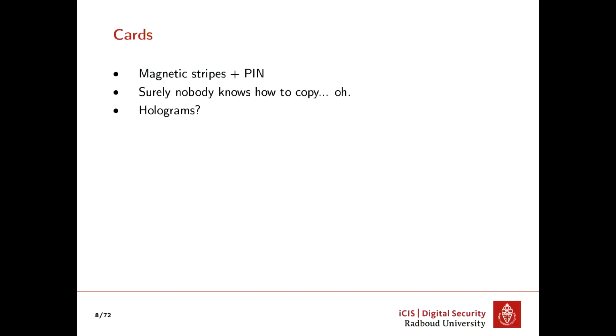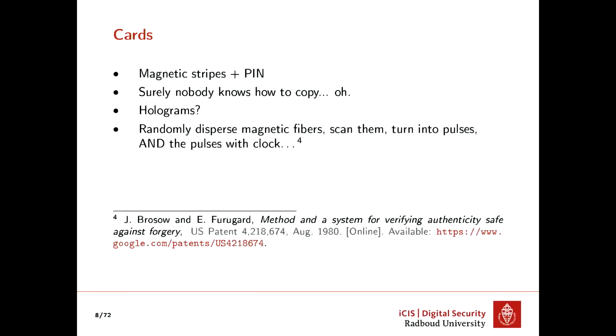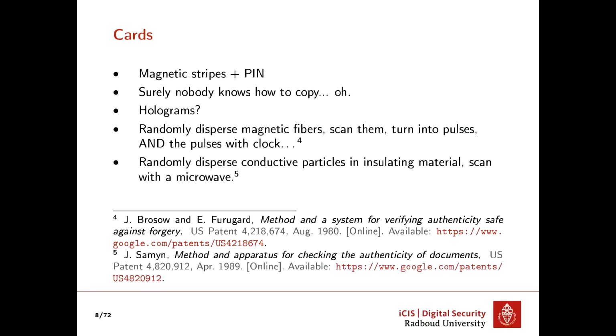Now somebody in 1980 already proposed this. You randomly disperse magnetic fibers in a coating. You scan those fibers with an electromagnetic sensing device and turn them into pulses, and pulses with clock, etc. Turn them into bits again, sign that pattern, etc. Then there's also this nice proposal where you randomly disperse conductive particles in insulating material and scan with a microwave. It's basically the same principle, also from the 1980s.